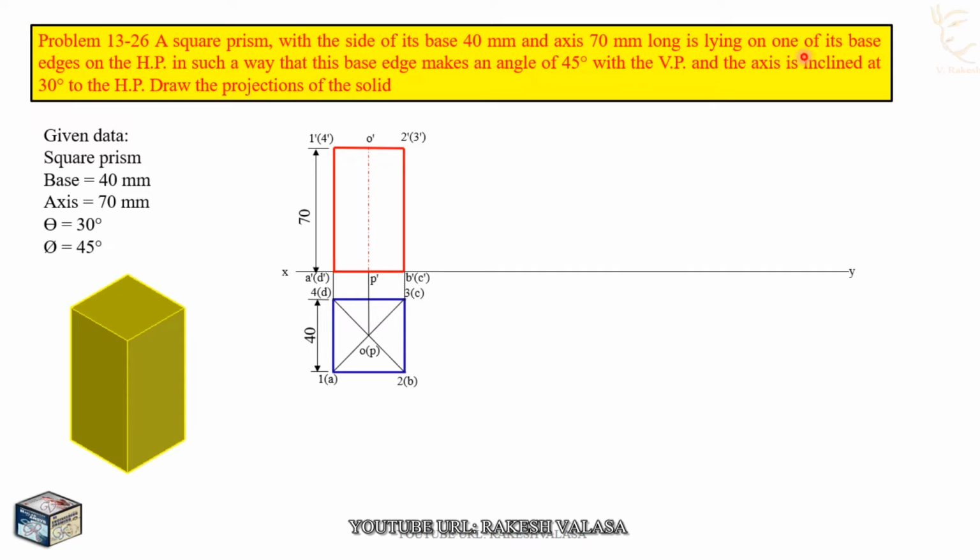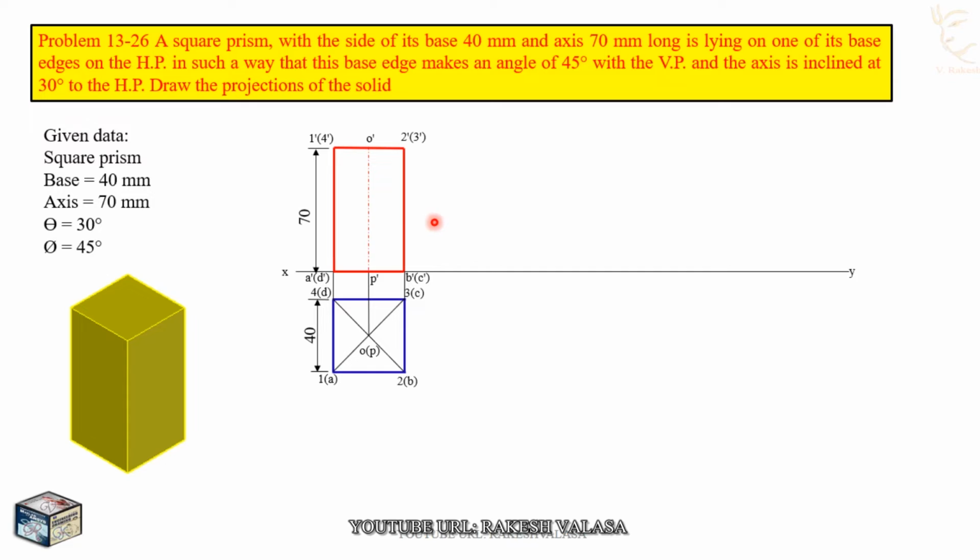In the second condition, this axis is inclined at 30 degrees to the HP. You can once clearly observe this image. Here the front view, these two longer edges, that means 4 longer edges are parallel to this axis line. So you can take any one of these edge or axis. This also makes an angle 30 degrees to the HP.